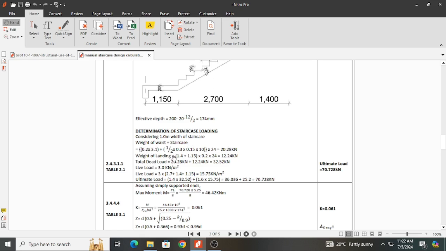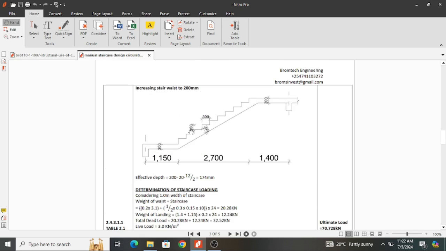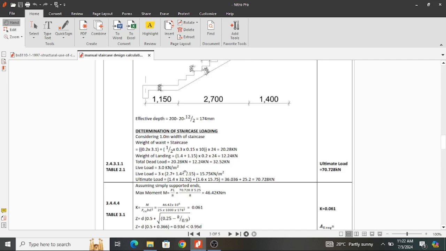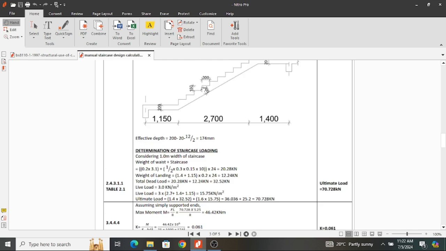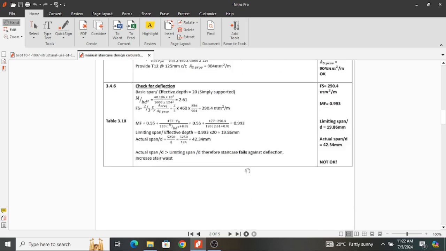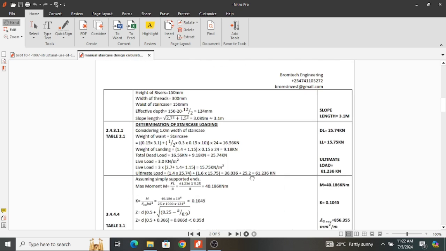For the loading, it is the same as when this was 150, but now this dimension changes from 0.15 to 0.2. So for the steps, the height is still 150. That is why we are still retaining that. And you get your value there. This was 0.15, it changes to 0.2. I've already explained this up there. So you use the same way, but now substituted with 200, and it's going to give you an ultimate load of 70.728 kilonewtons, which is greater than the previous ultimate load of 61.236 kilonewtons.